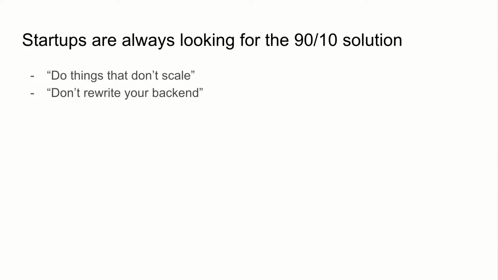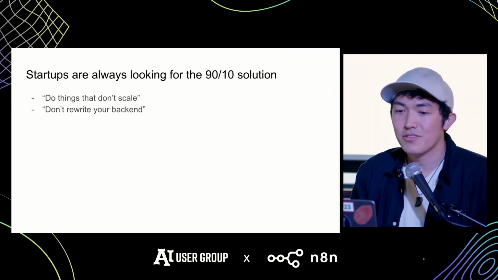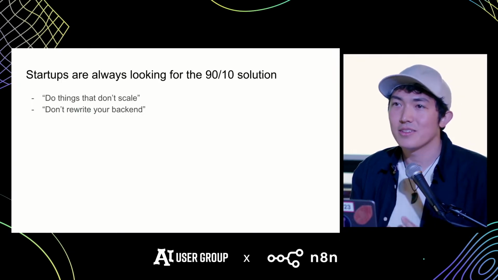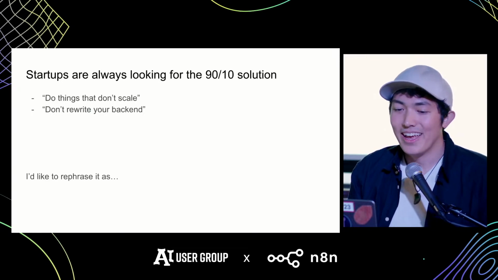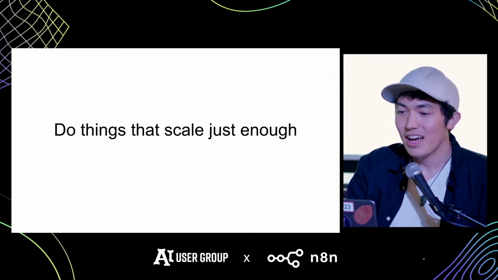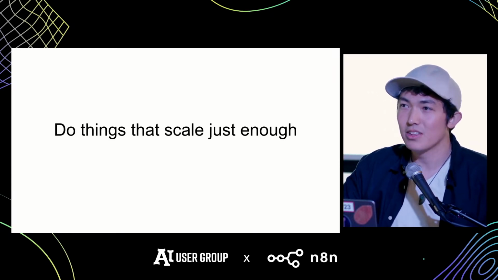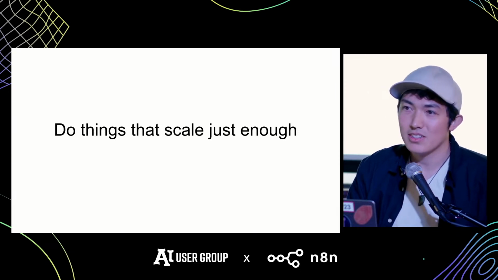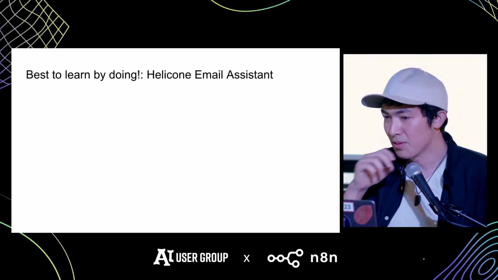So I feel like we're a startup and we are selling to a lot of startups, and they're always looking for this 90-10 solution. They are constantly being told, do things that don't scale, don't rewrite your backend. And I like to rephrase it as, rather than do things that don't scale, do things that scale just enough. So keep iterating through your product and keep adding services just for whatever you need to do. You don't need to make it too complicated.